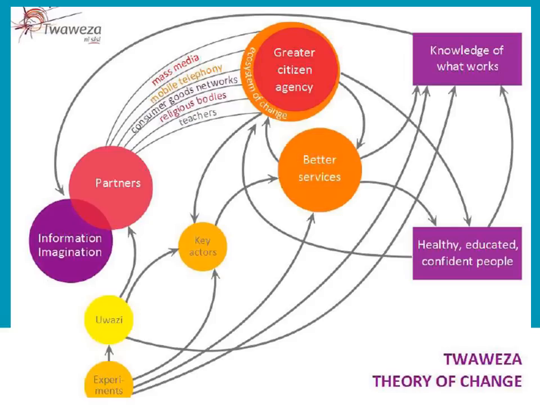In reality, the activities and assumptions in a theory of change are often not linear. In the slide, this is an example of a more realistic theory of change from an organization called Twaweza, which is based in Tanzania. A few things stand out about this theory of change. First, there are multiple results, such as knowledge of what works and healthy, educated, and confident people. And these results reinforce each other.